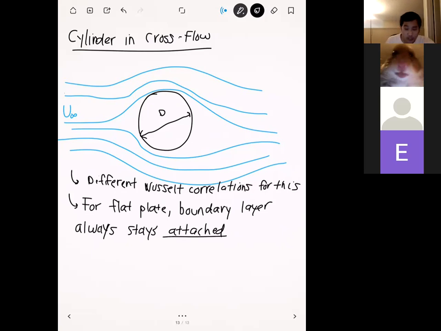But that's not the case for the cylinder, because for the cylinder, we have a lot of curvature now that we need to deal with. Okay, and so what the curvature is going to do is cause our boundary layer to separate from the surface.